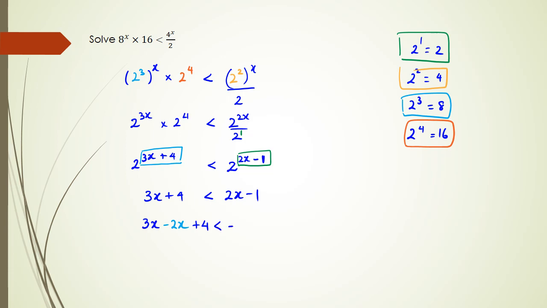And so what we'll have is 3x minus 2x is x, plus 4 is less than negative 1, and then x is less than negative 1. Negative 4 when it comes to the other side becomes positive 4, when it comes to the right hand side becomes negative 4. And our final answer for this particular question is going to be x less than negative 5.